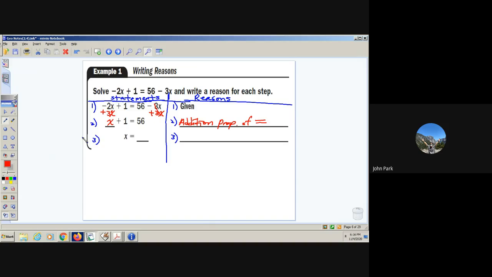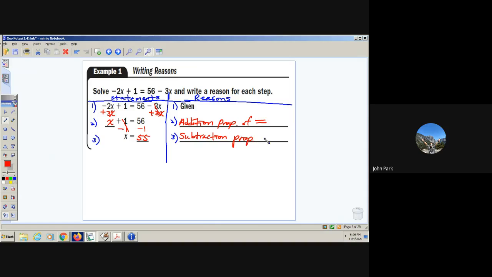So then once we get to here, we subtract 1 to cancel that out on both sides of the equation. That leaves us with x equals 55, and that is our solution. So we got to the solution in step 3 by subtracting 1 on both sides. So that would be the subtraction property of equality, right?